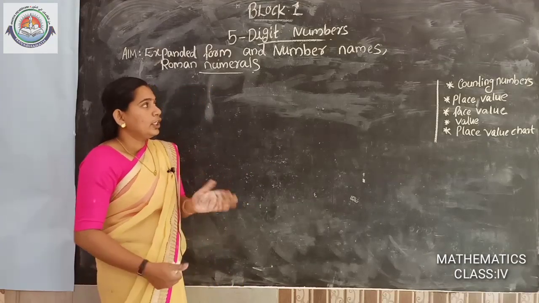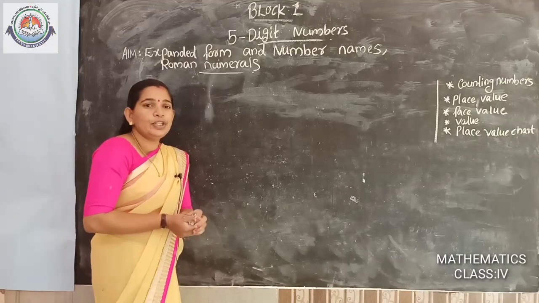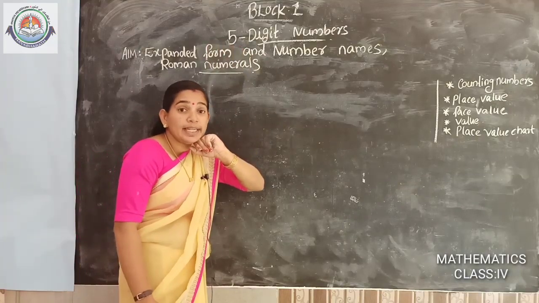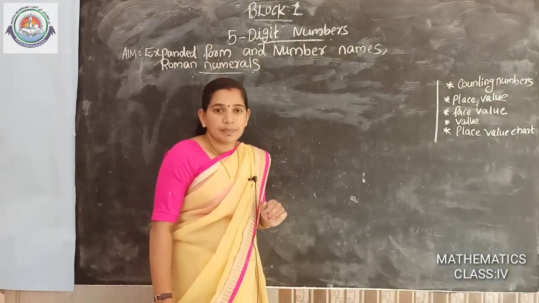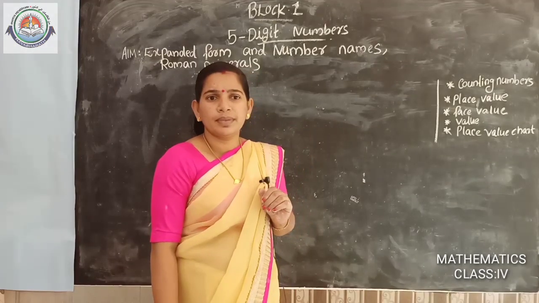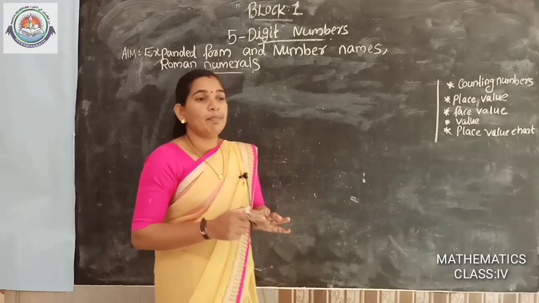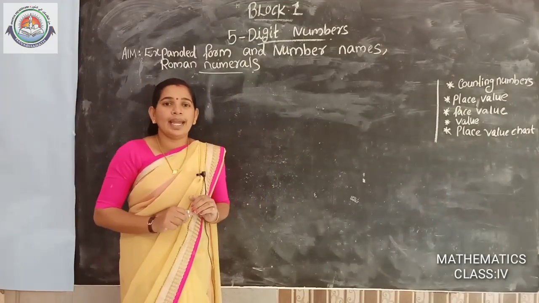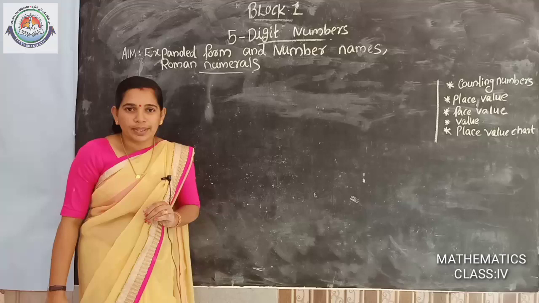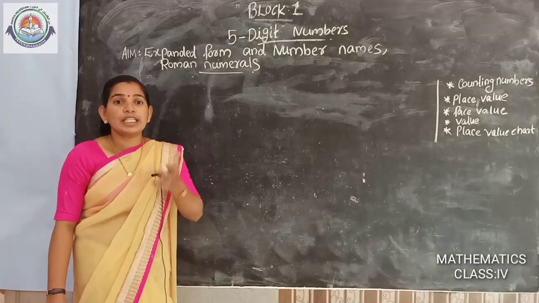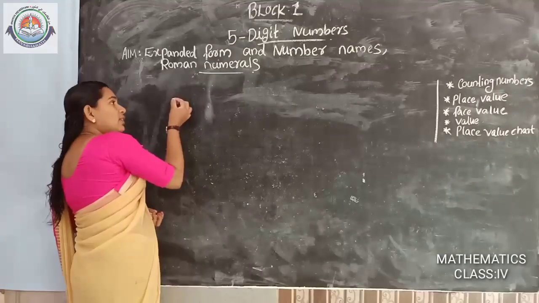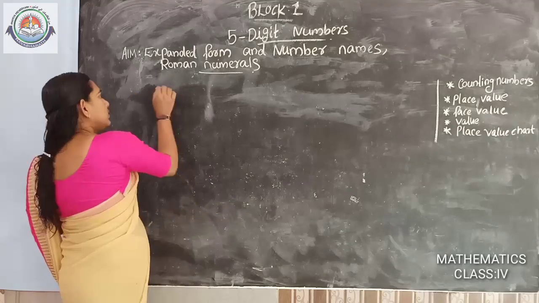Okay. Today we will discuss a new topic: how to expand a number and write its number name. Have you heard the term expanded? When we put air in a balloon, the balloon becomes expanded. Like that, we add the values of the given numbers, and the number will be expanded. We will check how to write the expanded form of the given numbers. First we write a 5-digit number.